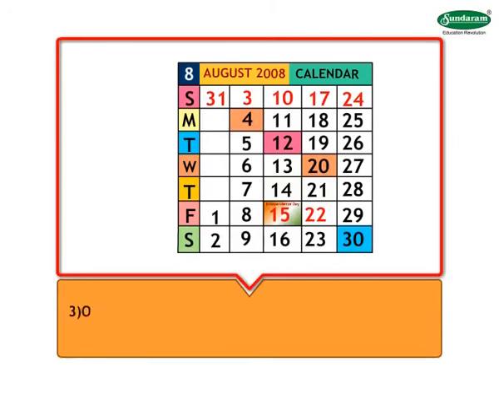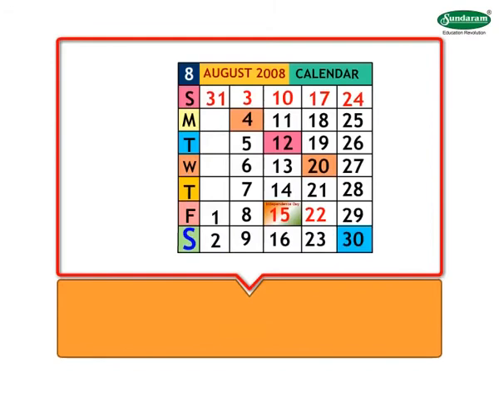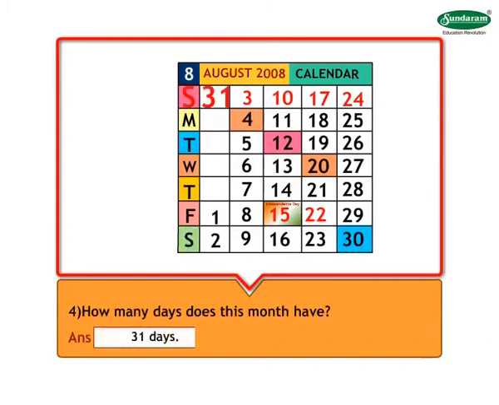3. On what dates does Saturday come? The dates that come on Saturday are 2, 9, 16, 23 and 30. 4. How many days does this month have? This month has 31 days.